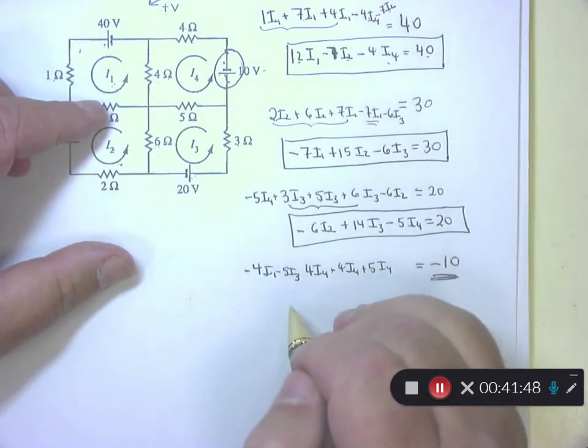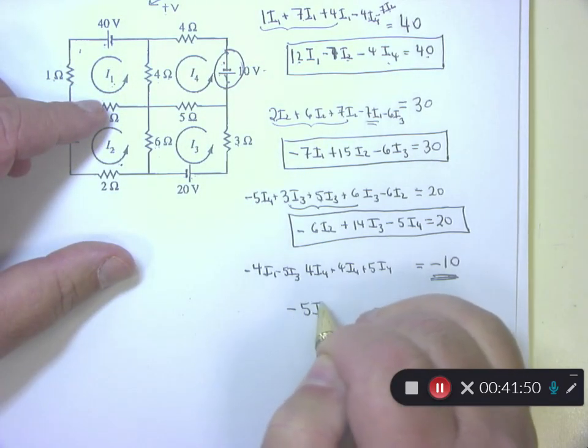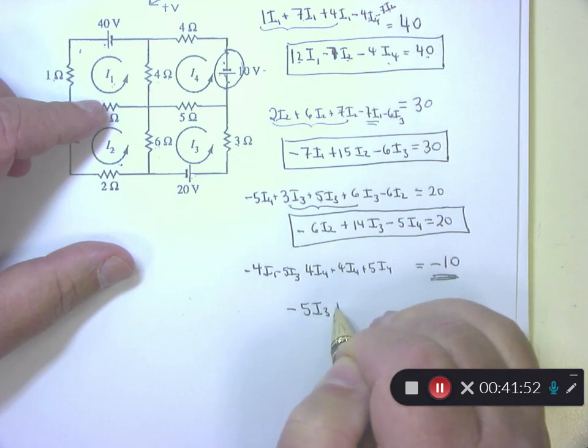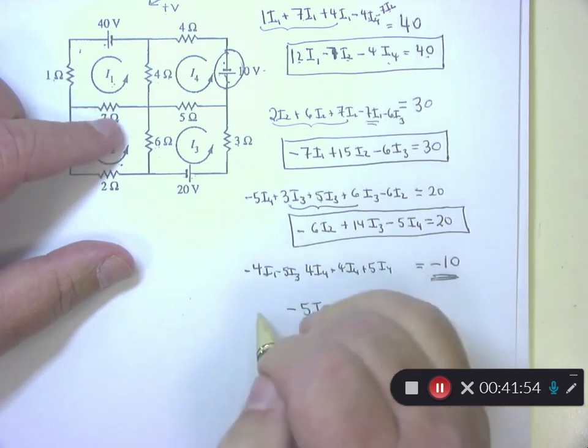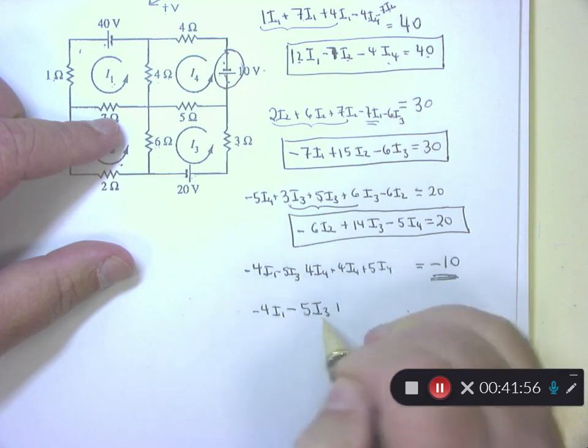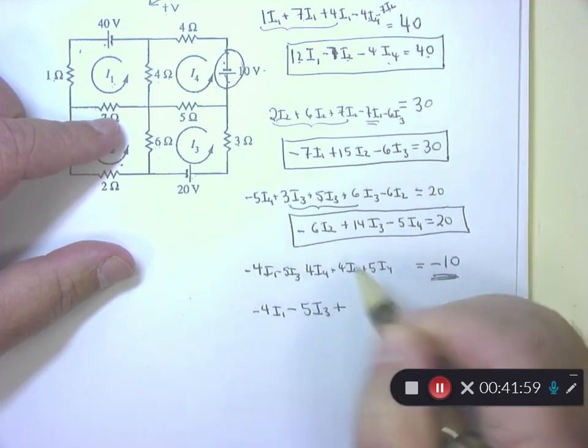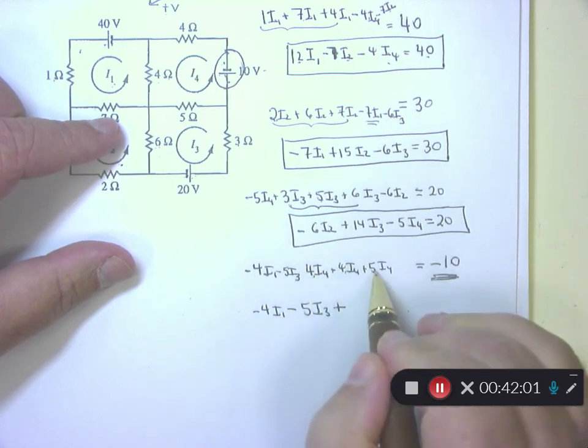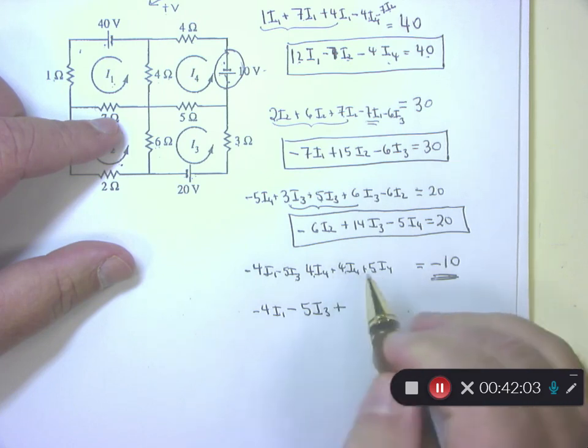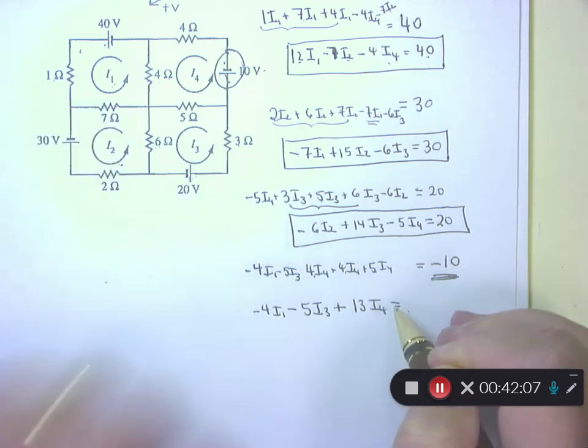So again, writing this as an equation here, I always like to put them in order. This is a minus 5 I3 plus, oh no, I forgot my little I1 there, minus 4 I1 minus 5 I3 plus 4 plus 4 plus 5, what is that, 8 plus 5, which is what, 13 I4, but it's equal to what?